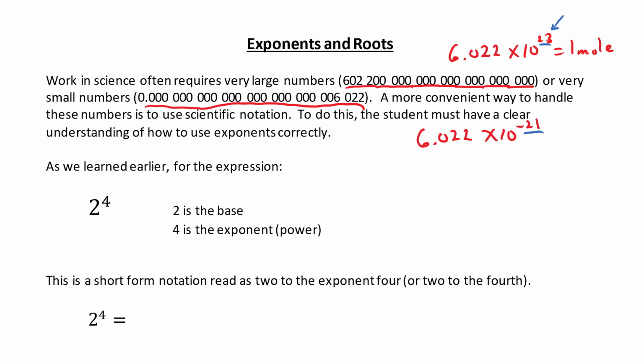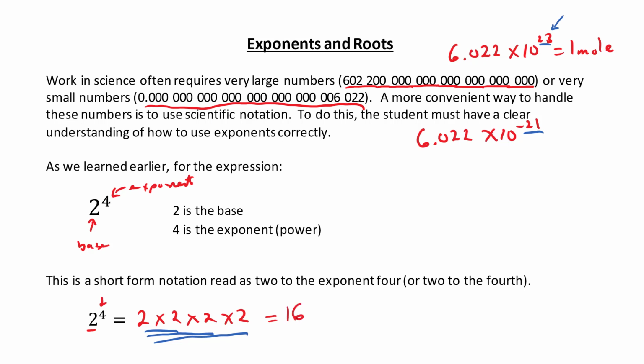We reviewed this earlier. This is your base, and this is your exponent. The base is a standard size of font, and the exponent is a superscript size font. And again, 2 to the 4 is 2 times 2 times 2 times 2. It's 2 multiplied by itself 4 times. This would be 2 times 2 is 4, 4 times 2 is 8, and 8 times 2 is 16.